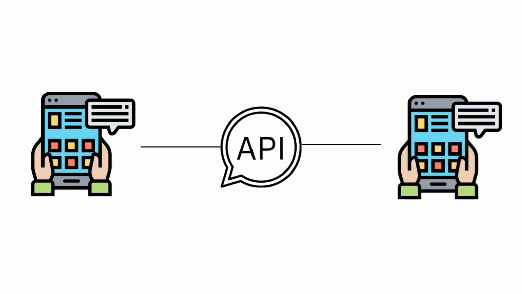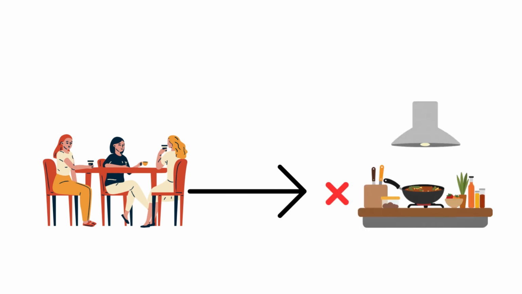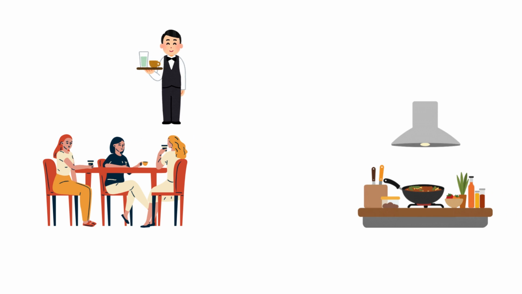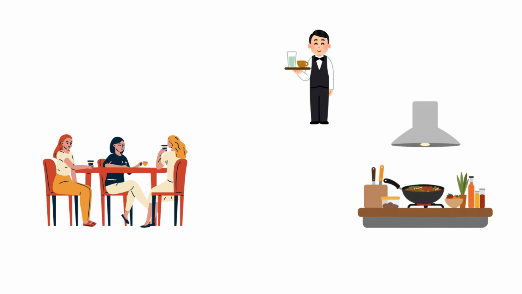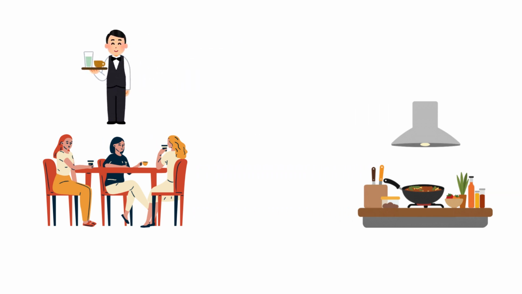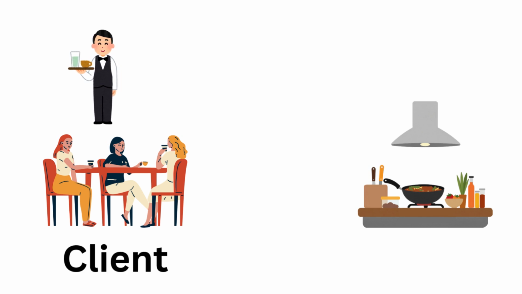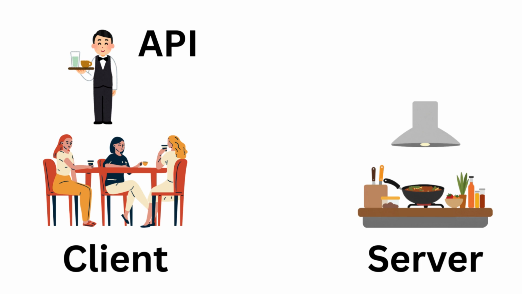Imagine you go to a restaurant, you don't enter the kitchen directly. Instead, you give your order to the waiter. The waiter takes your order to the kitchen and brings the food back to you. In this example, you are the client, the kitchen is the server, and the waiter is the API. You never directly talk to the kitchen, you only talk to the API. This is exactly how the software system works.